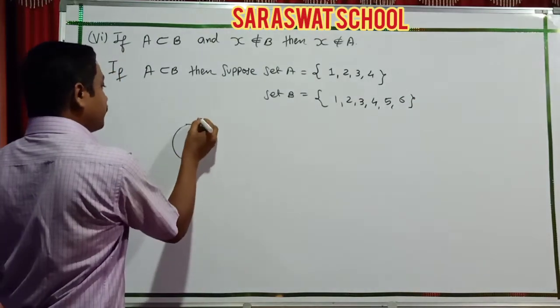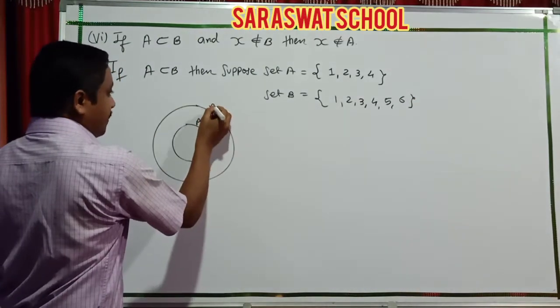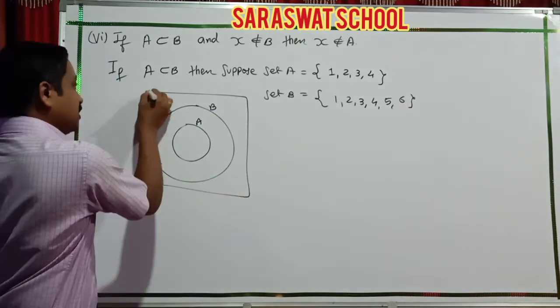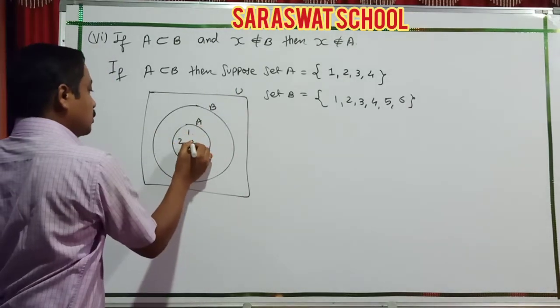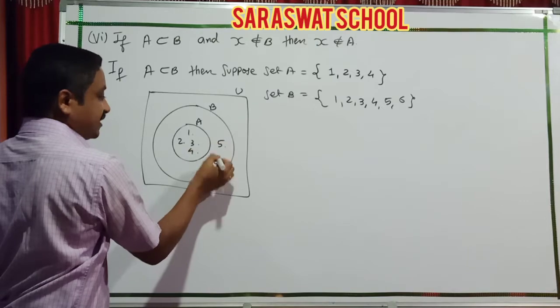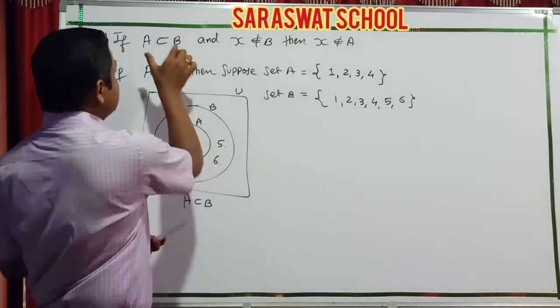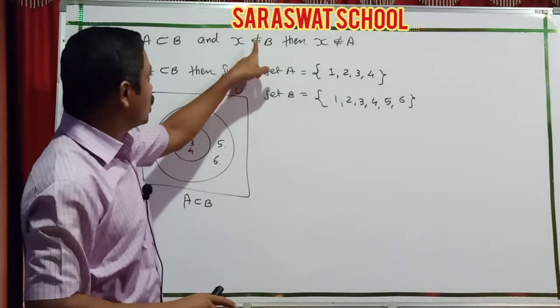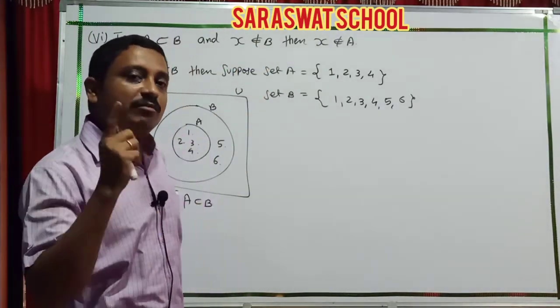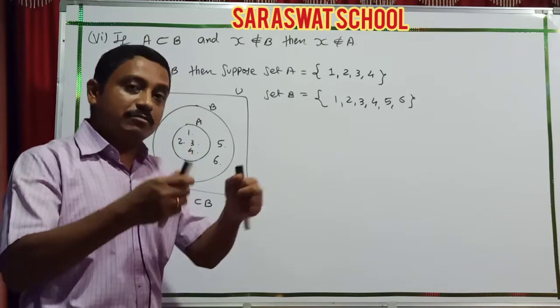Here is our set A. That is my set B, and that is your universal set U. 1, 2, 3, 4. Here 5, 6. Here A is a subset of B necessarily. I just utilize this condition. Now start: X does not belong to B. It means one member is assumed other than B.